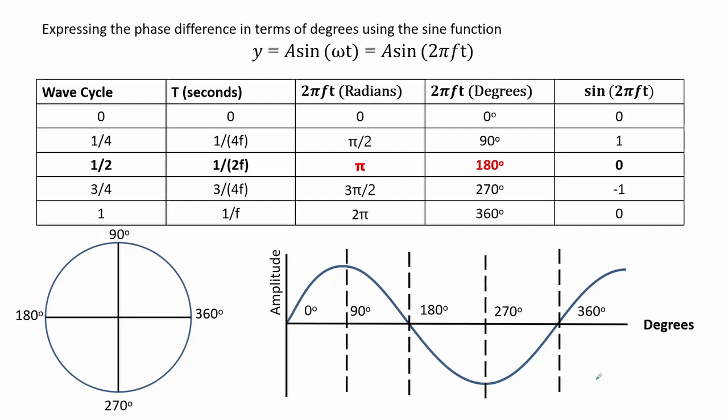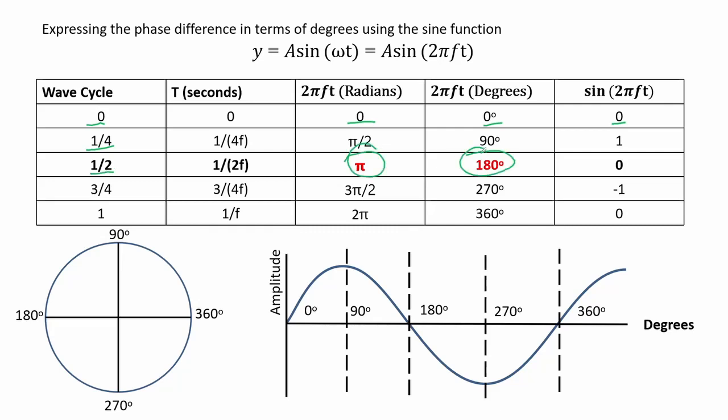Here we examine some conversions of the phases. A wave cycle of 0 is expressed as 0 radians or 0 degrees. Applying the sine function gives a 0 value. So when we say it has a 1/2 wave cycle, it refers to a value of pi radians or 180 degrees.